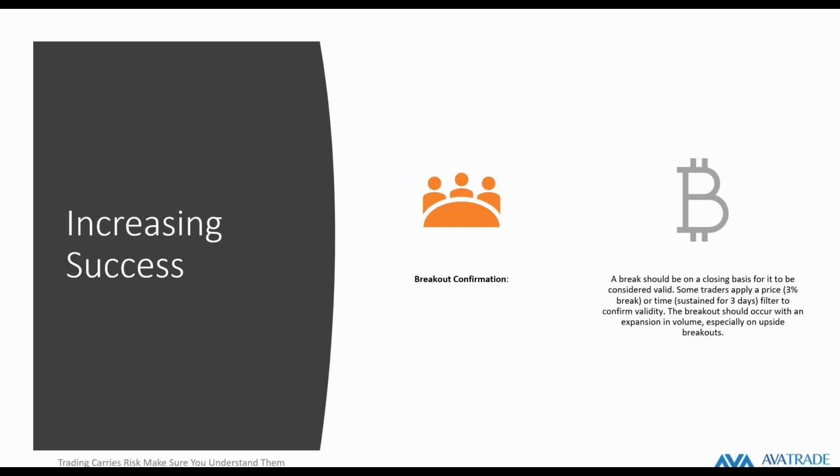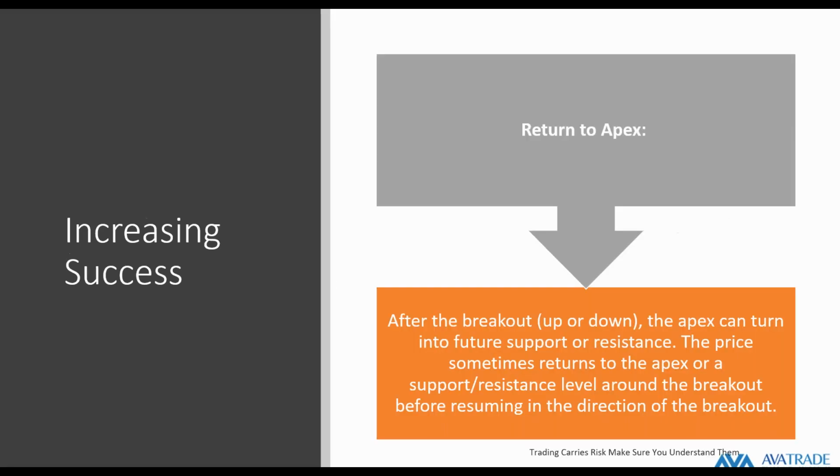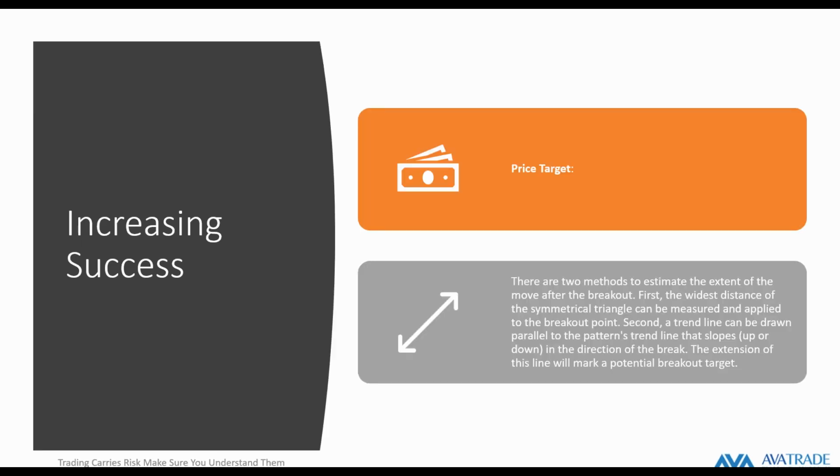Some traders apply a price or time filter to confirm validity. Breakout above, second candle, confirmation, third candle, trade. Those are my rules. Now, after a breakout up or down, the apex can turn into future support or resistance. The price sometimes returns to the apex or support and resistance level around the breakout before resuming in the direction of the breakout.